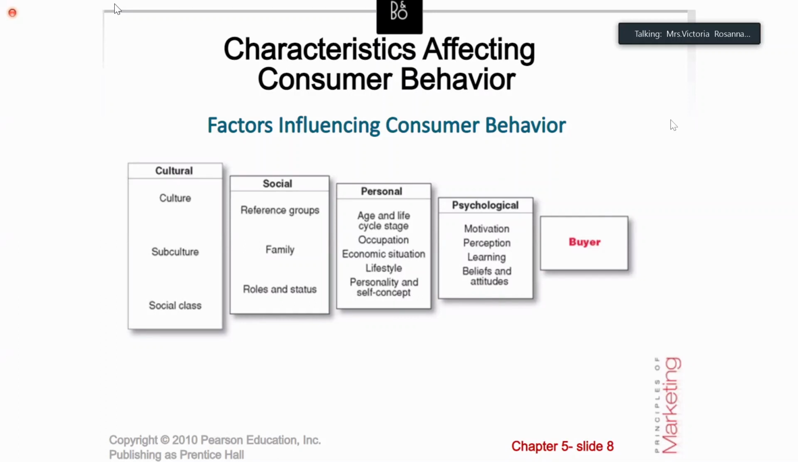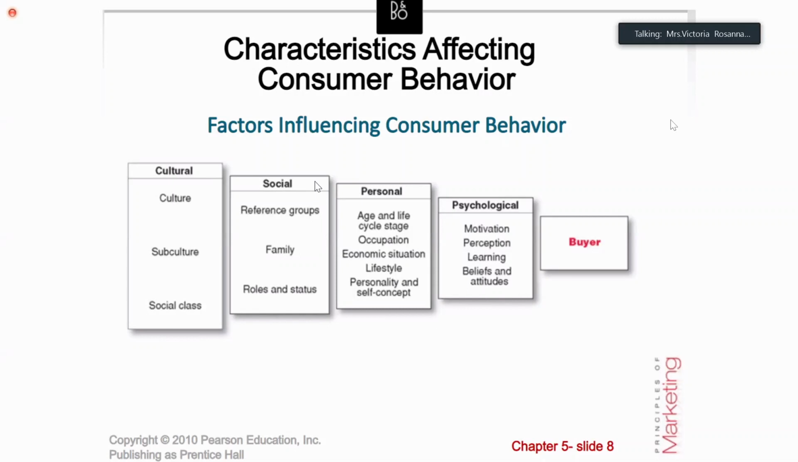Okay, right. So the influencing factors, of course, are being categorized here, coming under cultural, social, personal, and psychological. Right. So these are the factors which are going to affect the buyer's characteristics, the characters that are affecting the buyer.